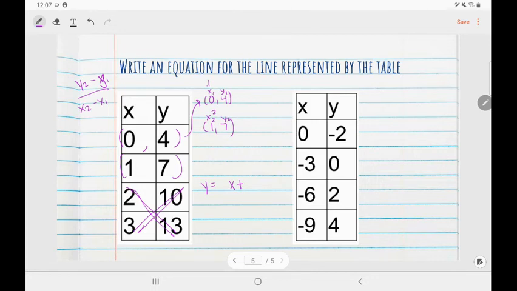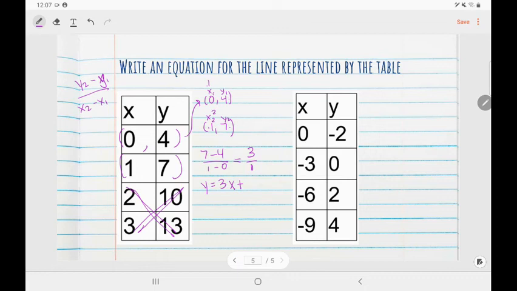And I calculate 7 minus 4, so y2 minus y1, divided by 1 minus 0. So what do I end up with? 7 minus 4 is a grand total of 3. 1 minus 0 is 1. What does that simplify to? I can simplify it right away if I want to, which is 3.